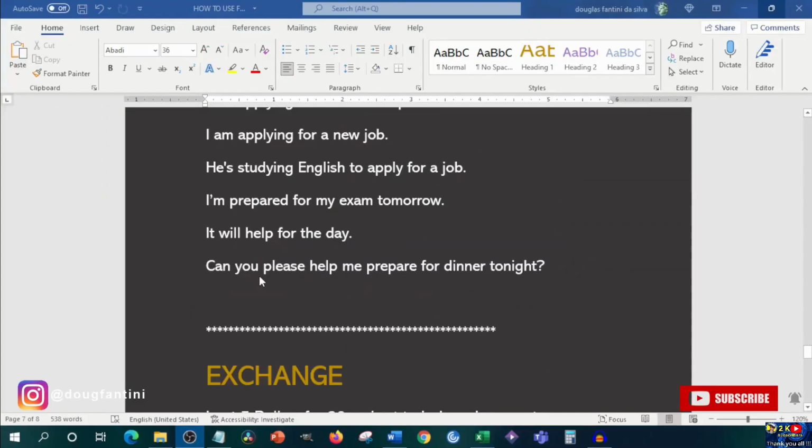It will help for the day. So for the moment, it will help. Or for now, it will help. For the moment, for the day. So for is a very good preposition to use in these cases. Can you please help me prepare for dinner tonight? Dinner will be the event. Dinner will be the moment. So I need help, and can you help me for dinner?